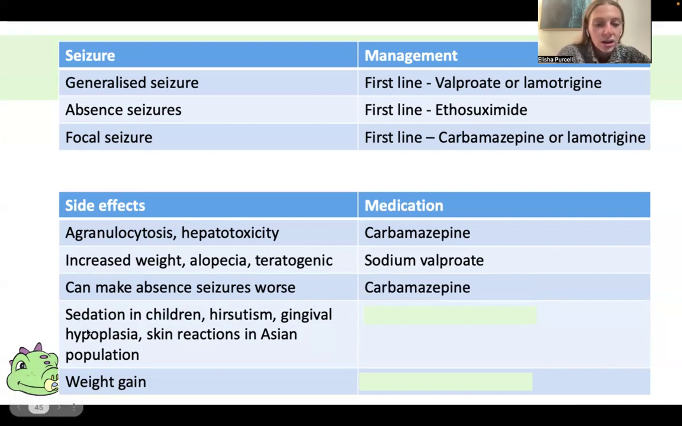Sedation in children, hirsutism, gingival hyperplasia, skin reaction in the Asian population: phenytoin. And weight gain, it's obviously such a broad symptom, but we're looking at it in the context of antiepileptic medications: pregabalin. That's a very broad symptom, but yeah, good to know.